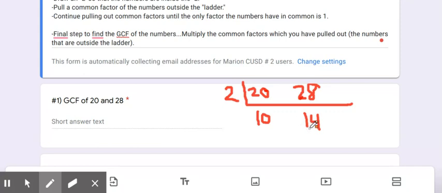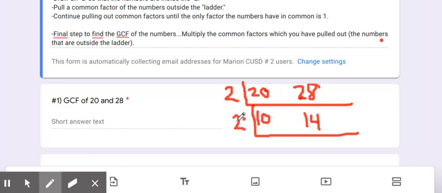Next, I ask myself the same question that I did for these two numbers. Is there a common factor between 10 and 14 that I can pull out? And you would say yes, right? Because they're both even. 2, again, is a factor of all even numbers. And so what I'm going to do here is make an additional ladder. So I'm going to start here and draw an additional L, an additional ladder, and pull out that common factor of 2 because these numbers are both even.